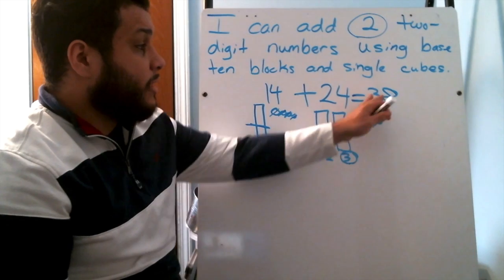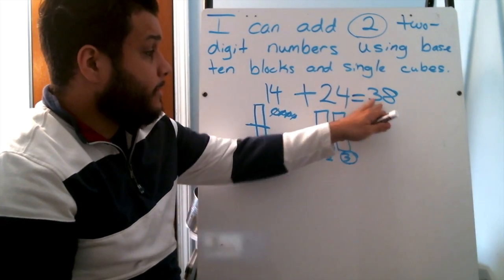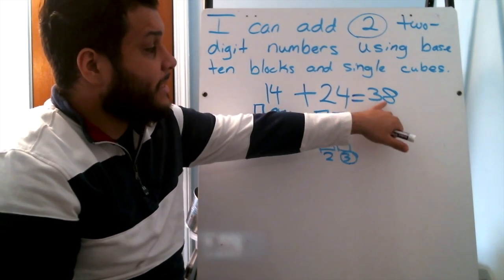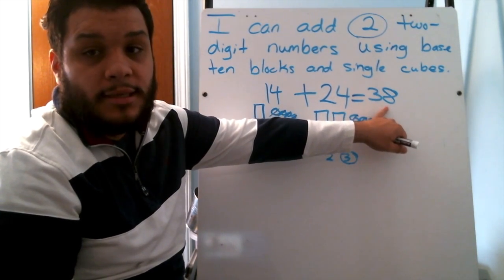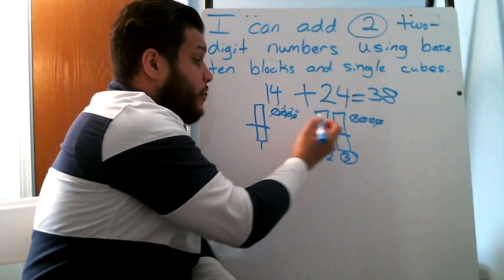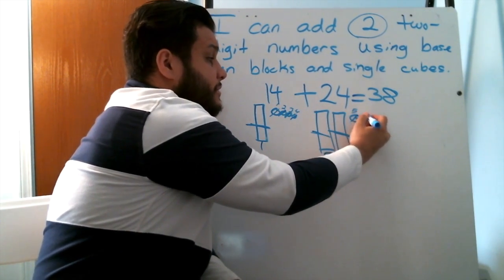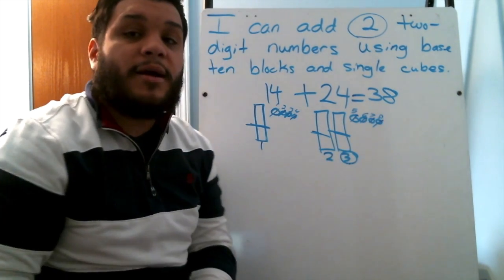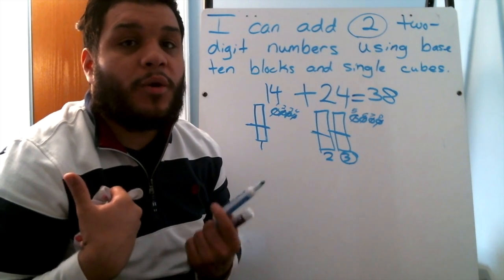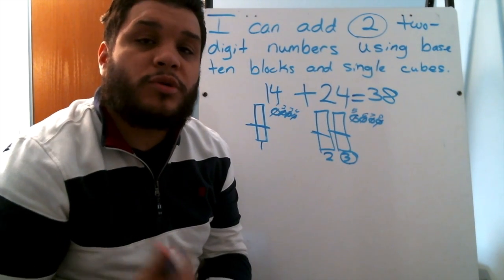Well, I already started checking to see if this answer was correct because I already wrote 3 tens. But I'm saying that I also have how many ones? 8 ones in all. So let me check. 1, 2, 3, 4. Keep going. 5, 6, 7, 8.